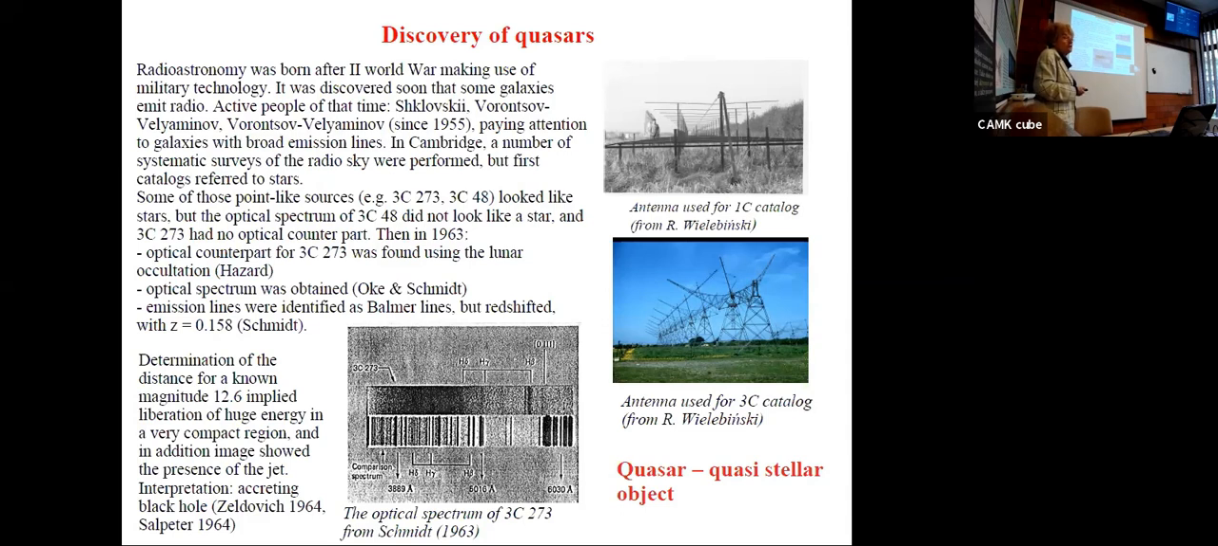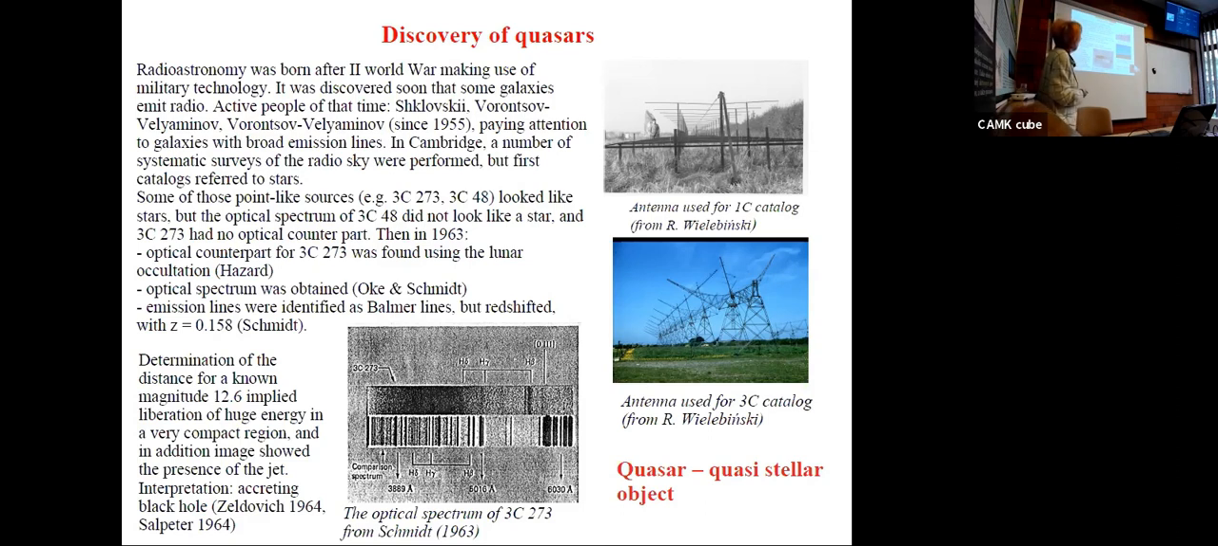There were many sources with no optical counterparts because the error bars on the position of the radio source on the sky at that time were very large, so you could find hundreds of possible optical counterparts. So the intelligent thing was made by Hazard. He used lunar occultation of the source to get precise coordinates for 3C273, which really identified the optical counterpart.